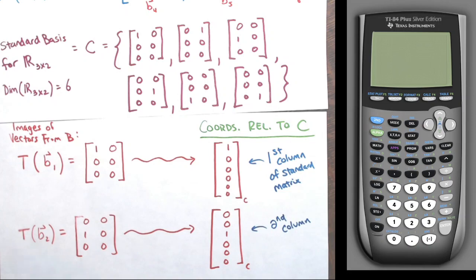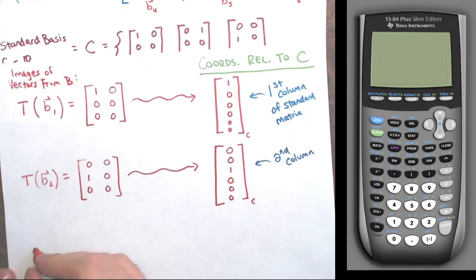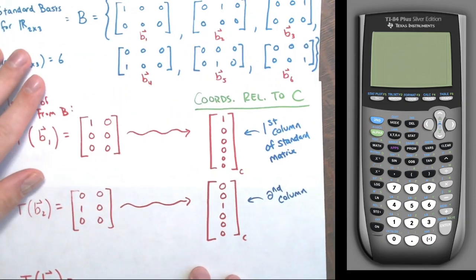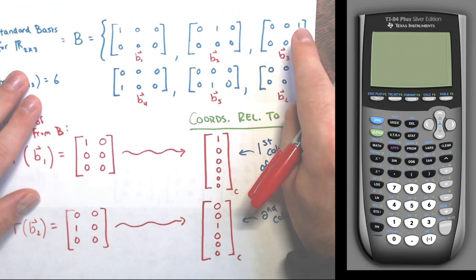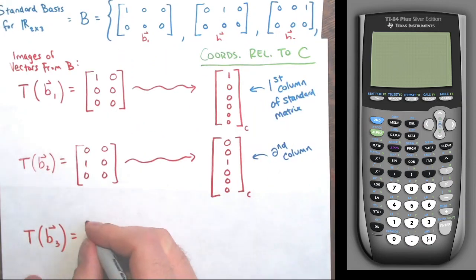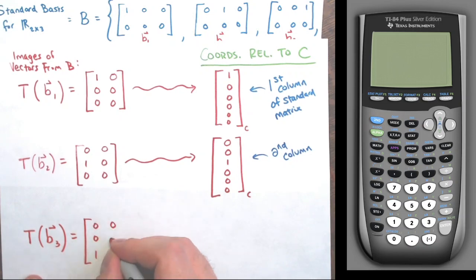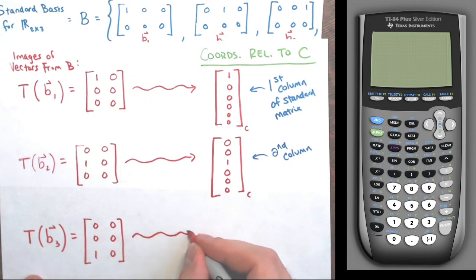All right, then T of B3, and I'm going to go through all 6 of these, so bear with me. T of B3. Now B3 is just the transpose of this. So the first row, 0, 0, 1, is the first column of the output. So 0, 0, 1, and then there's zeros again. All right, and then I translate this to its coordinates with respect to basis C.